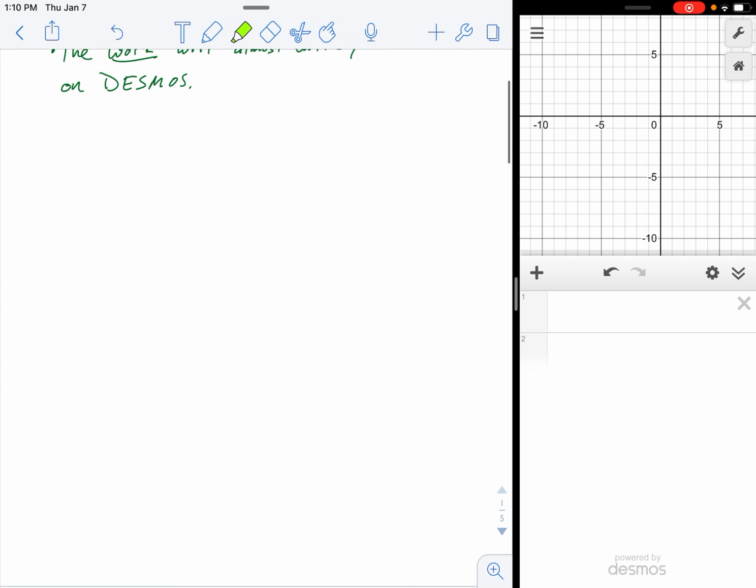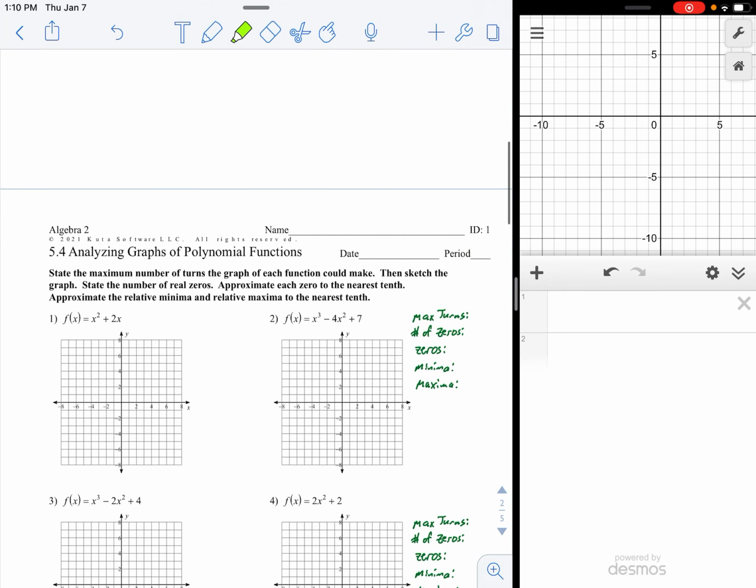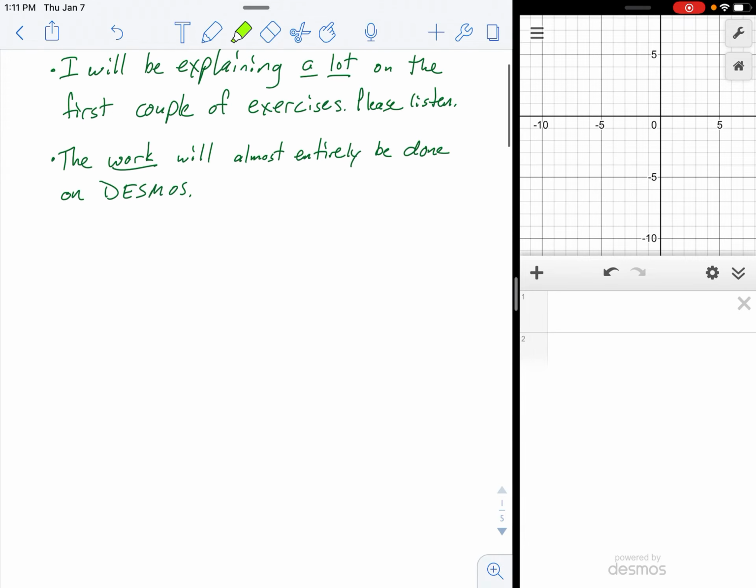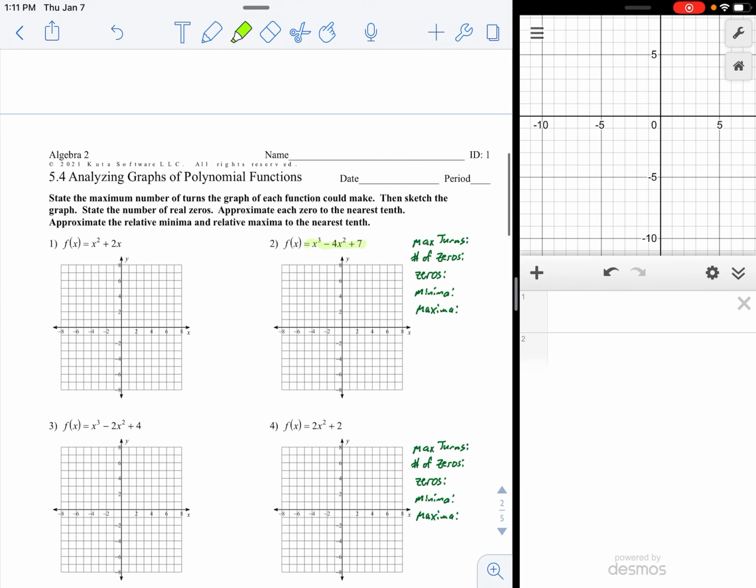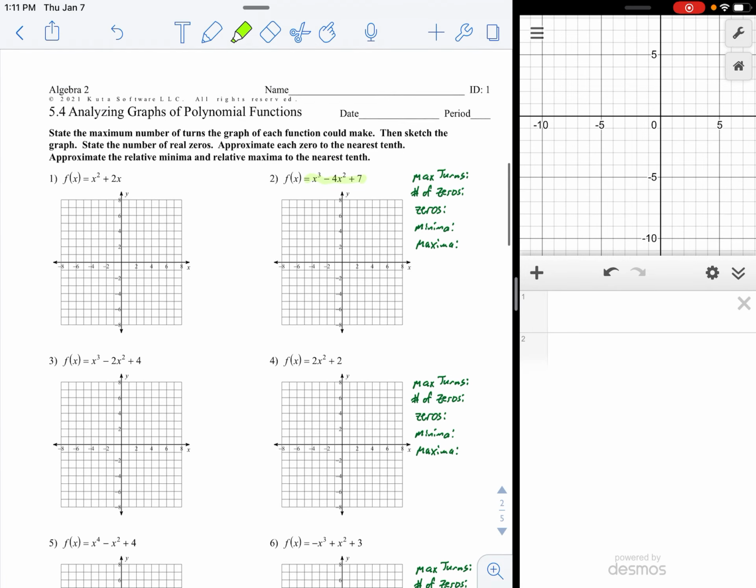Okay. So look at these directions. In each problem, we're given a polynomial. It says, state the maximum number of turns the graph of each function could make, then sketch the graph, state the number of real zeros, approximate each zero to the nearest tenth, approximate the relative minima and maxima to the nearest tenth. Wow. Now I could go up here and write out all those terms as vocabulary and define them and everything, but I think as I go through the examples, even after just 2 or 3, you'll get it.